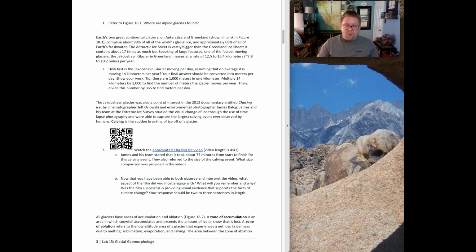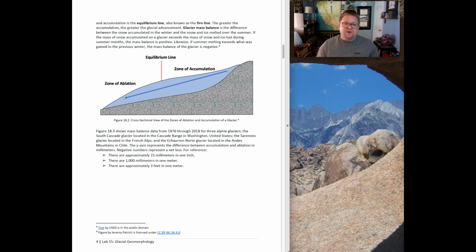As we move forward, we learn about a new diagram, which is figure 18.2, a cross-sectional view of the zones of ablation and accumulation. So these are some new terms. We have what's considered the equilibrium line, which is really the melt line. That is the line that separates the ice gains and losses. The zone of ablation is the zone of losses. The zone of accumulation is the zone of gains.